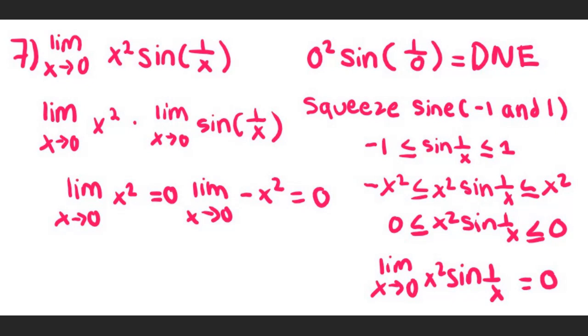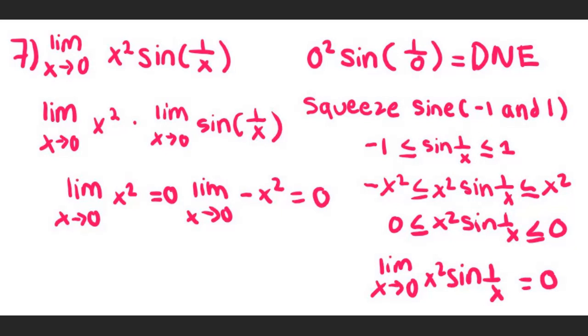Oh, okay. So for number 7 we had the limit as x goes to 0 of x squared sine of 1/x. So I first substituted in 0 to try and evaluate the function, but I got an indeterminate form. So I split the limit into two parts: the limit as x goes to 0 of x squared and the limit as x goes to 0 of sine of 1/x.